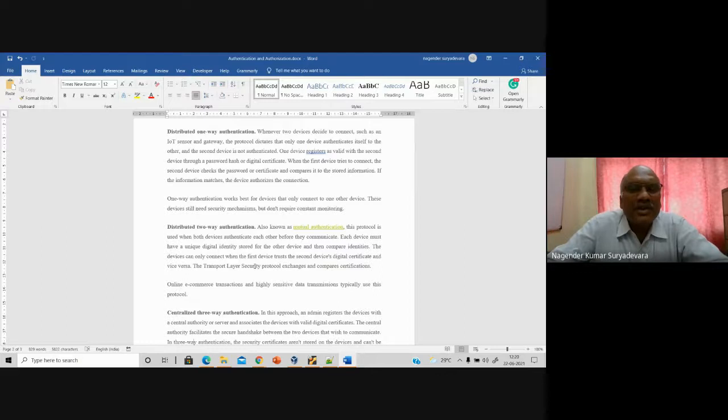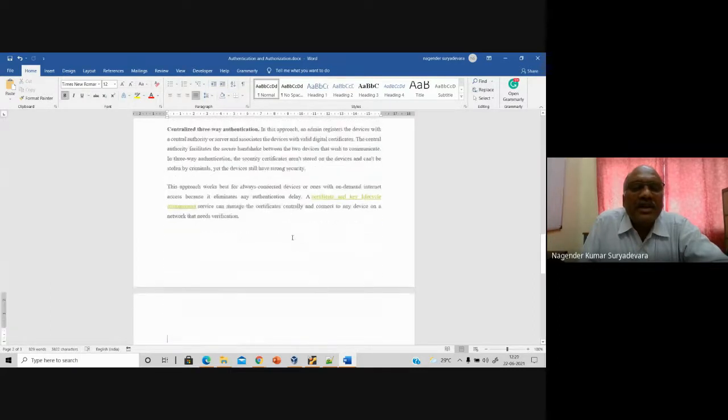The distributed way of authentication can be either one way or two way. The two-way distributed authentication is what we call mutual authentication. Here the protocol used between the devices is exchanged for reliable transfer between those two devices. But the third one, we call it centralized three-way authentication. Please don't get confused, there are three different ways here. This is the third way.